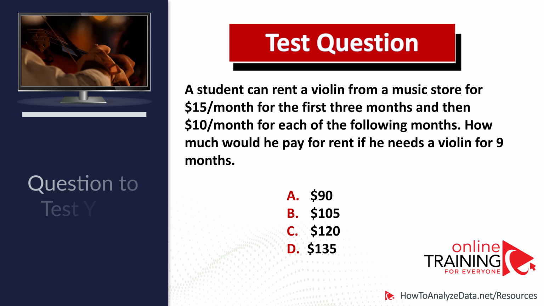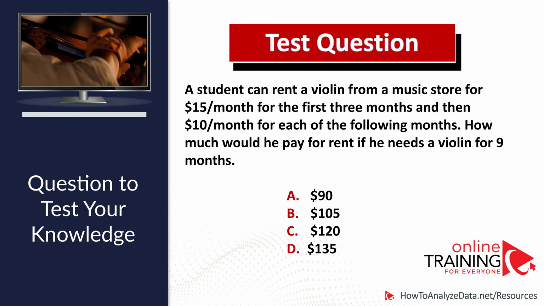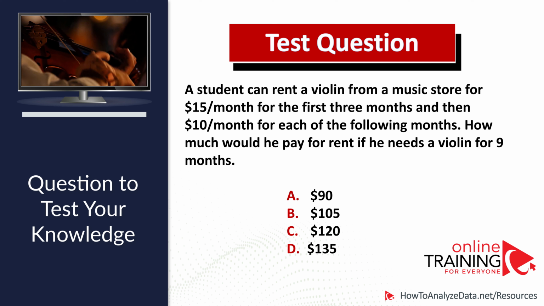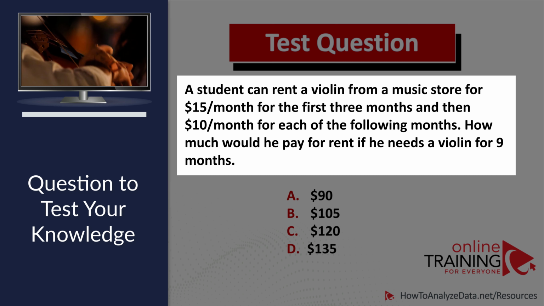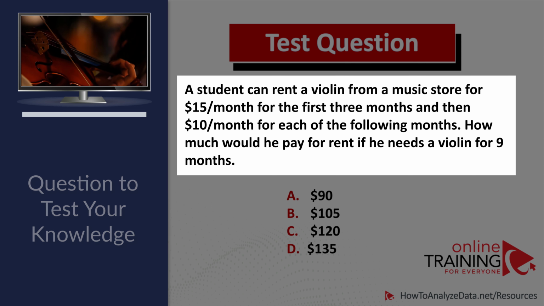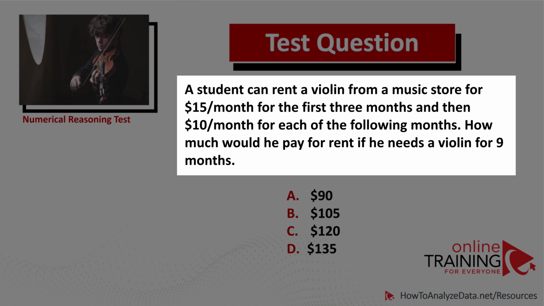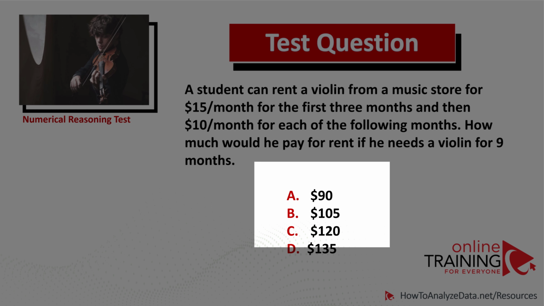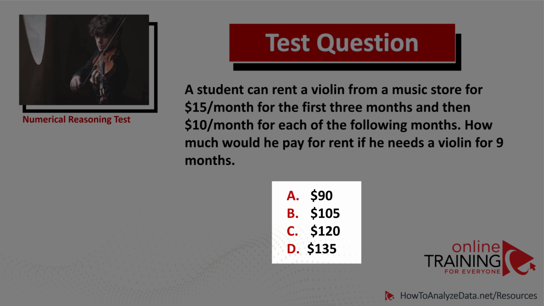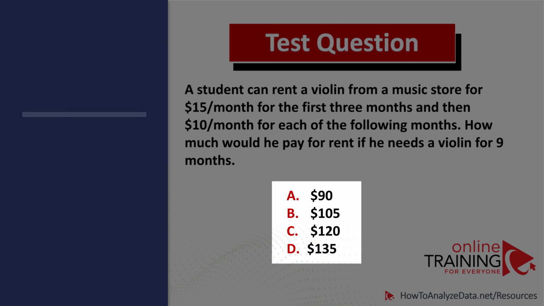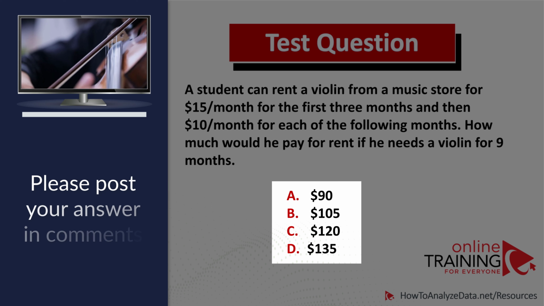Here is the question from the real test to help you test your knowledge. Please make sure to post your answer in the comment section of this video. A student can rent a violin from a music store for $15 a month for the first 3 months, and then $10 a month for each of the following months. How much would he pay for rent if he needs a violin for 9 months? Choice A, $90. Choice B, $105. Choice C, $120. And choice D, $135.